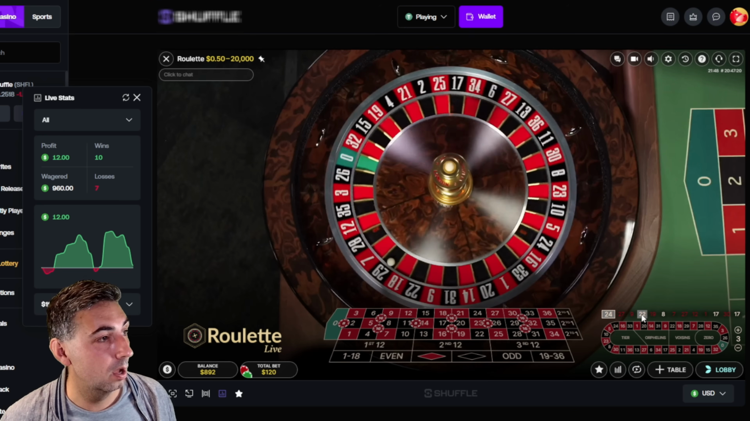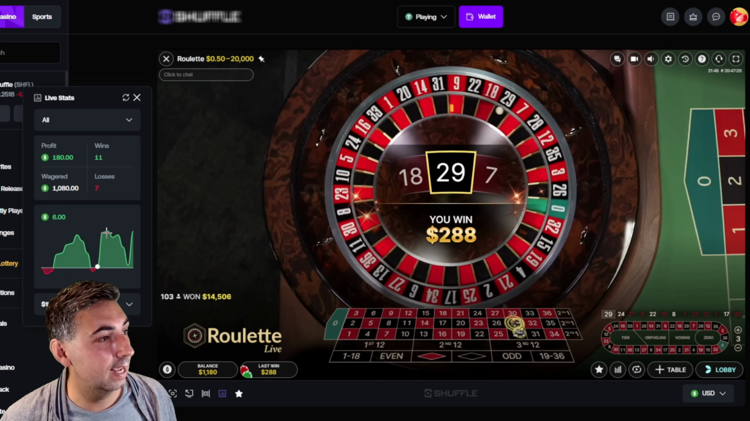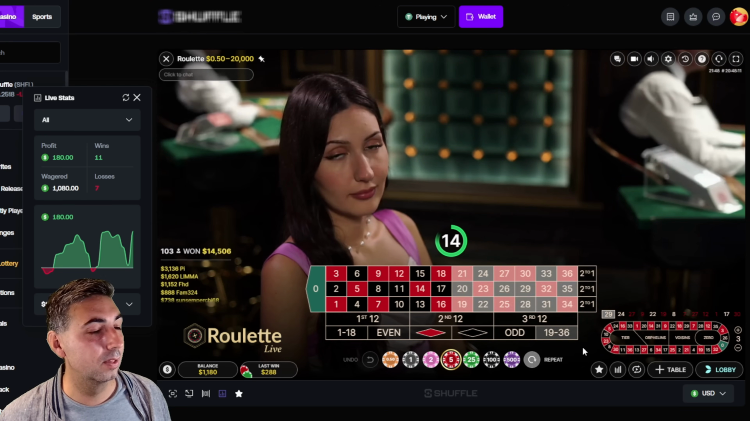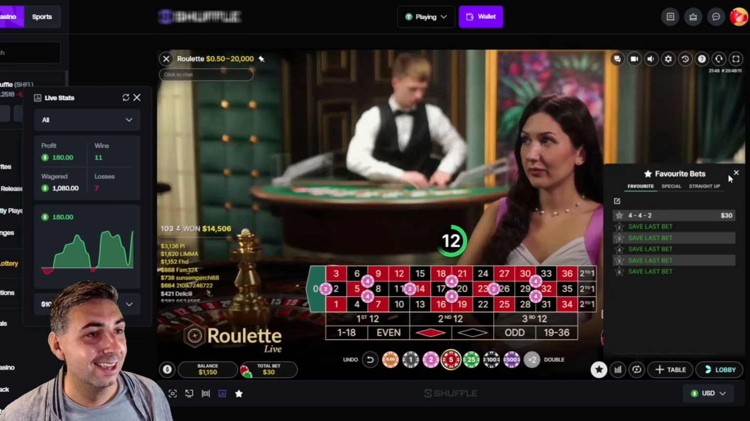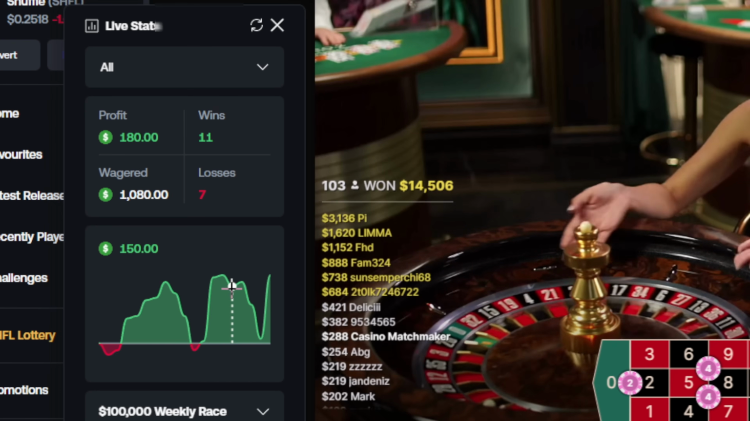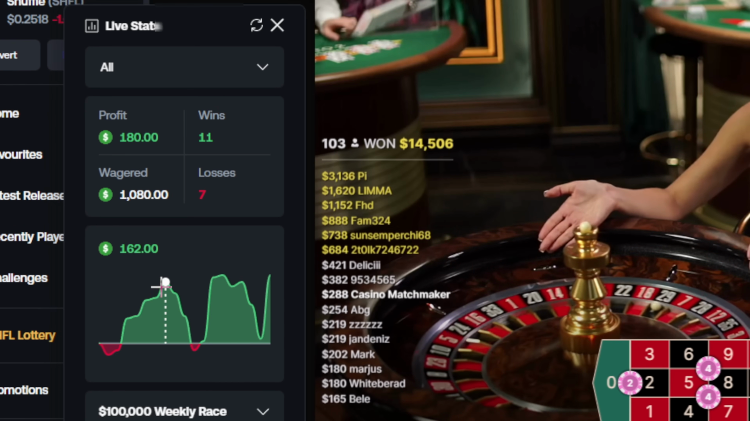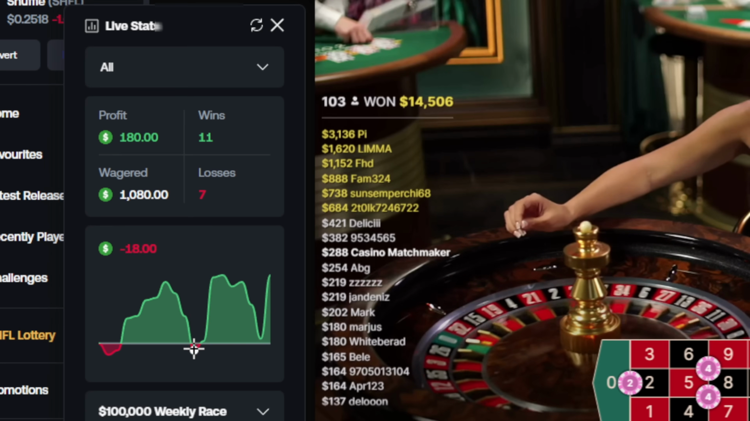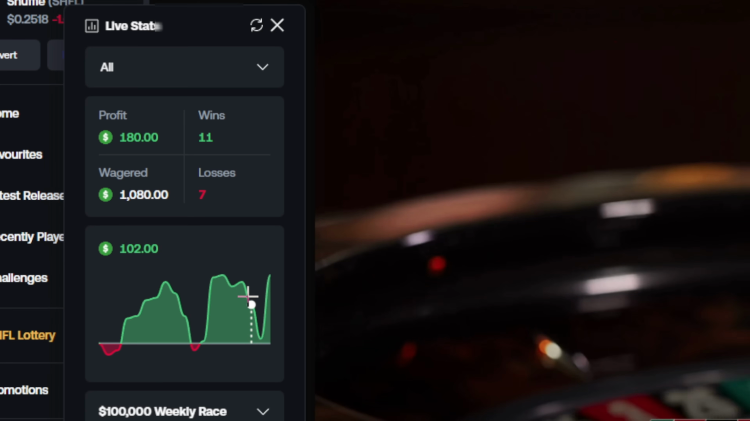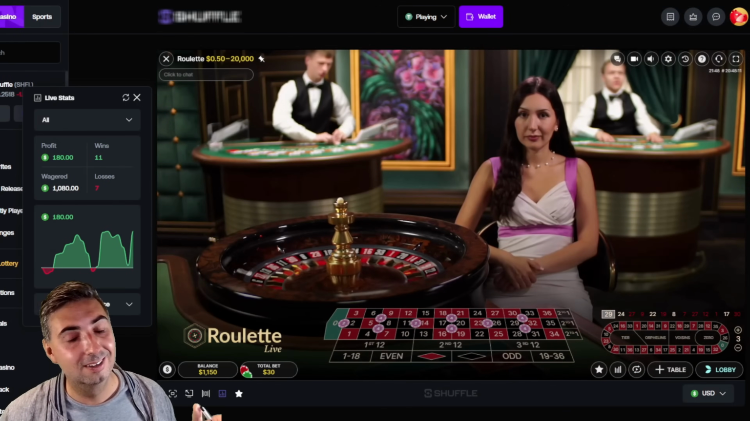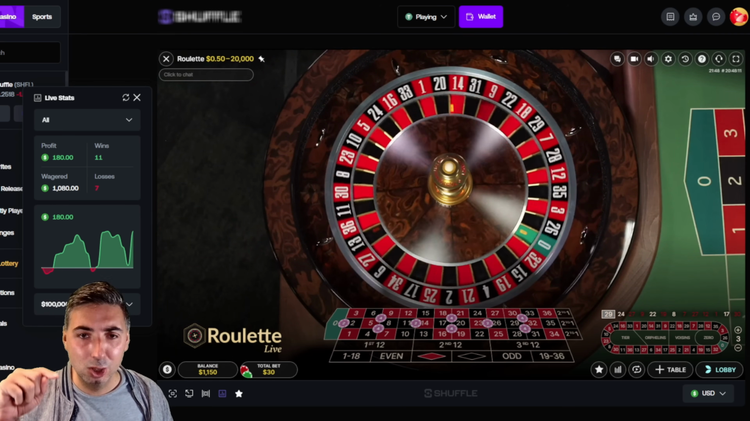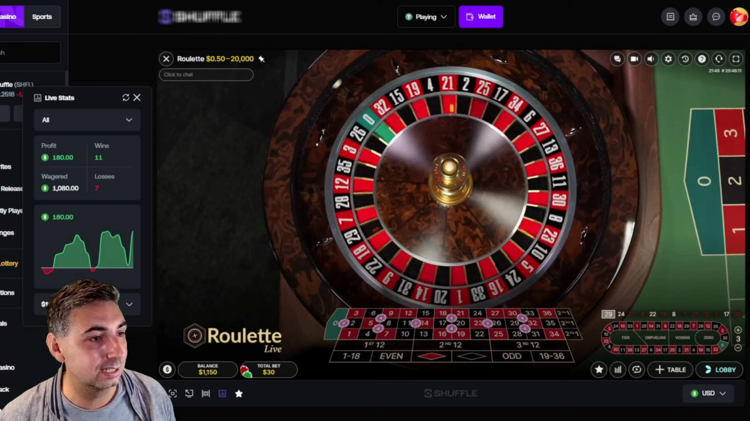29 is a jackpot number. 180. We're straight back to session profit. Right, reset. What? Why didn't that happen last time? It must be because we won this one on the way down. Last time we went loser, loser, loser. This time we went loser, 1 win, loser, loser. So there you go. If that happens to you, loser, 1 win, loser, loser, then jackpot, you're straight back to where you started.